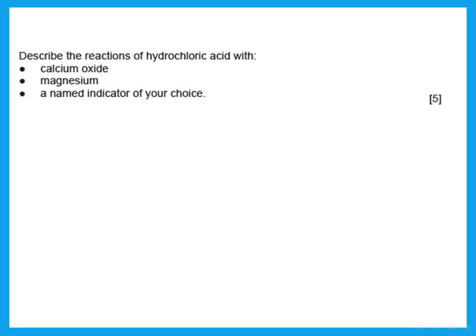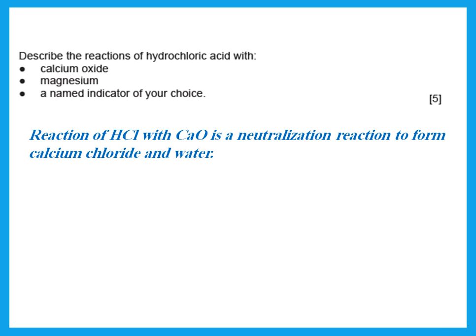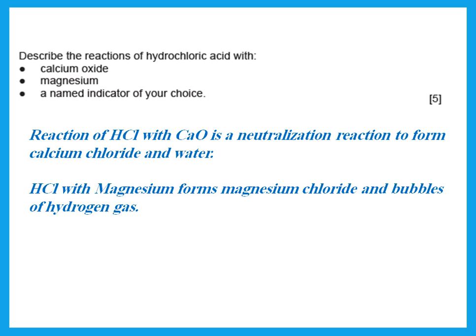This kind of question has 5 marks, and he says describe the reactions of hydrochloric acid with calcium oxide, magnesium, and a named indicator. So, of course, hydrochloric acid, now when it reacts with calcium oxide, which is a base, this is a neutralization reaction, and what happens is it forms calcium chloride and water. It forms the salt plus water. Now, when we react it with magnesium, magnesium is a metal, and we said acid plus metal will give the salt, so in this case, magnesium chloride, and we will see bubbles of hydrogen gas.